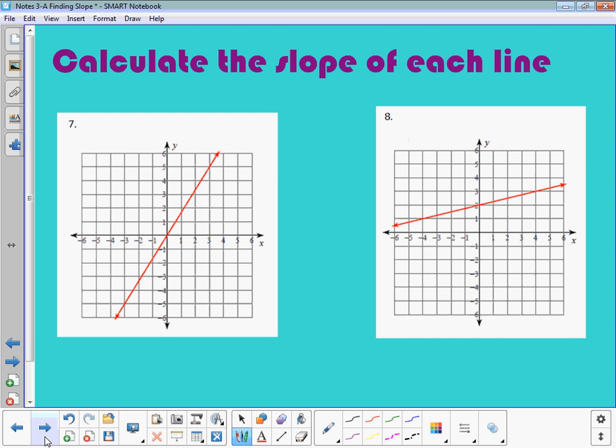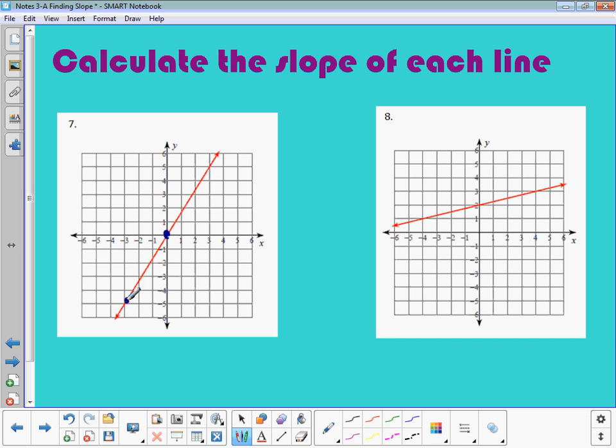Next, let's take a look. So first thing we want to do on this one is find some points. So I see that I have a point here. And I keep looking and I see, okay, I have a point here. So I always like to start with the point that is the farthest left, which I would say is this one.